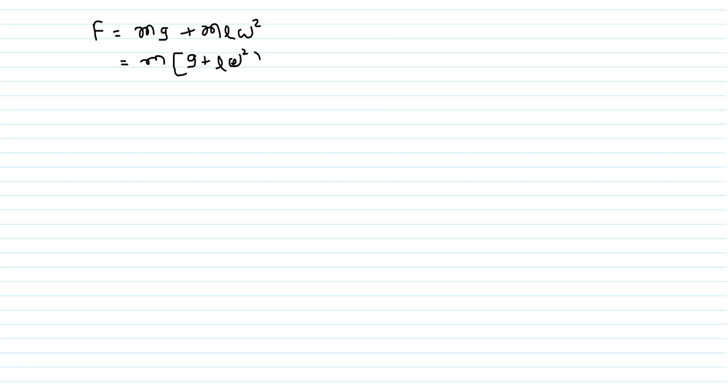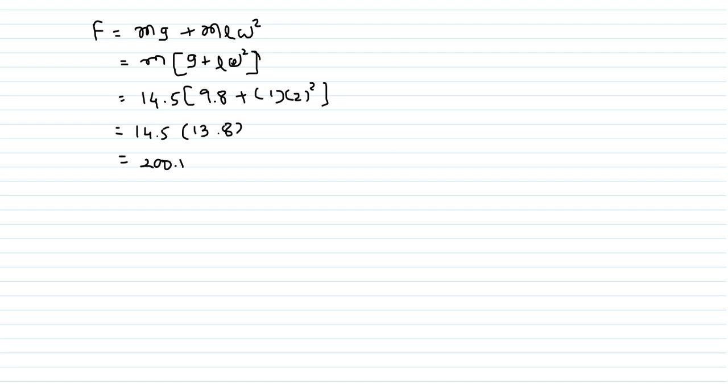Okay, so what is the mass? Mass is 14.5. The value of g is 9.8. L is 1 meter and omega square means 2 squared. That is, you can say 14.5 times 13.8, that is 200.1 Newton. That is nearly equal to 200 Newton.